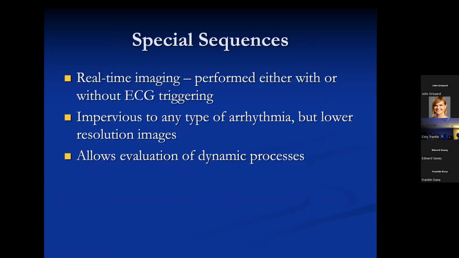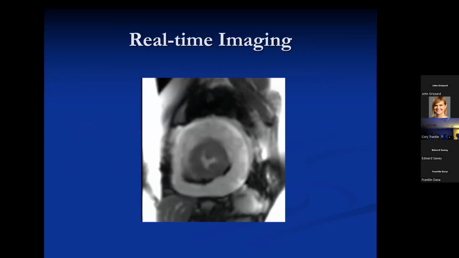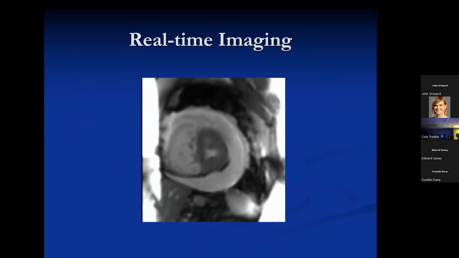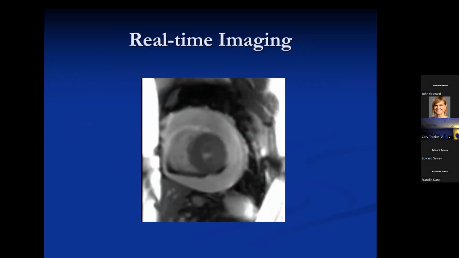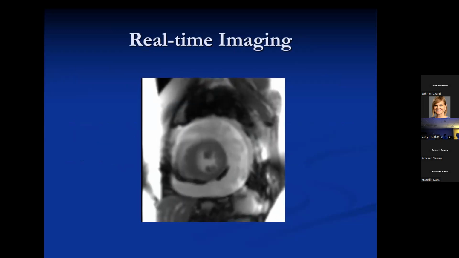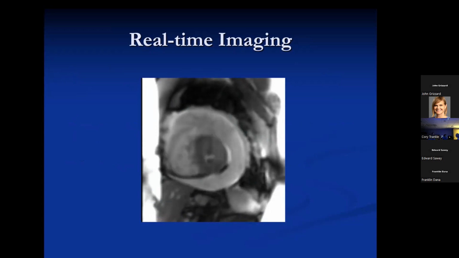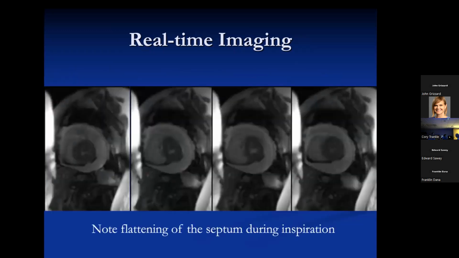Okay. Real-time imaging can be performed with or without ECG triggering. It's relatively impervious to any kind of arrhythmia, but the images are of lower resolution. But they are useful for doing dynamic imaging. Like here we have this patient and we did real-time imaging. We had this big pericardial effusion. We were trying to decide, is this hemodynamically significant? Well, look how that septum gets flattened out when you take a deep breath in.